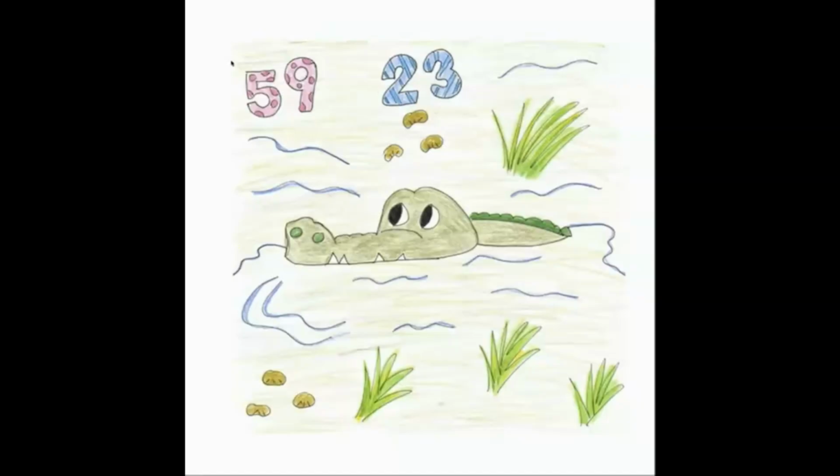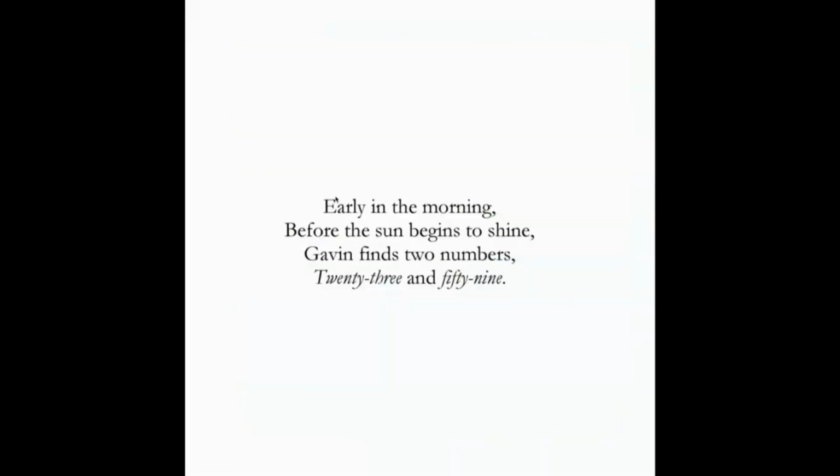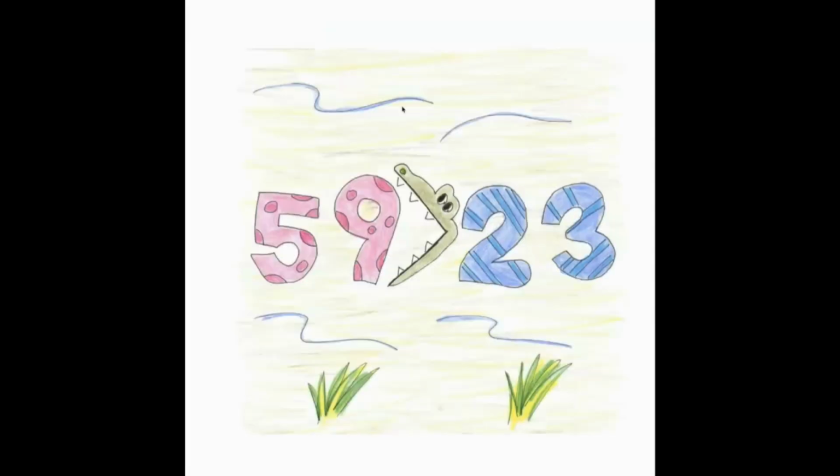See, here's the number 59, and here's the number 23. Early in the morning, before the sun begins to shine, Gavin finds two numbers, 23 and 59. Oh, look, he's eating a number that's greater. With a twinkle in his eye and a smile of glee, Gavin gobbles 59 because 59 is greater.